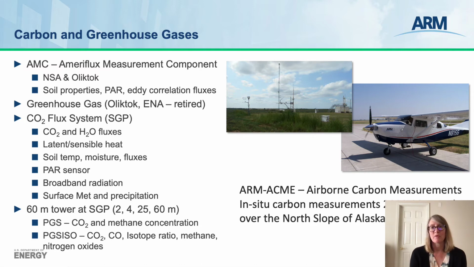In addition, ARM has performed routine carbon measurements at SGP, deploying many of these instruments on a Cessna aircraft, which was flown between 2008 and 2011, and additional carbon-focused measurements over the North Slope of Alaska in 2015 using the G1 aircraft. All of these measurements are available on the arm.gov site.